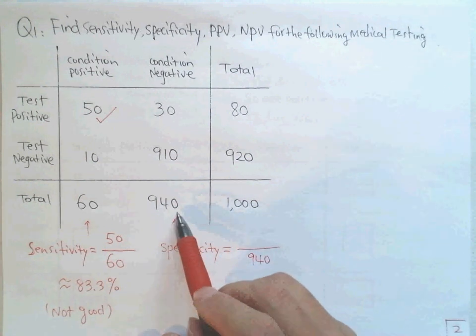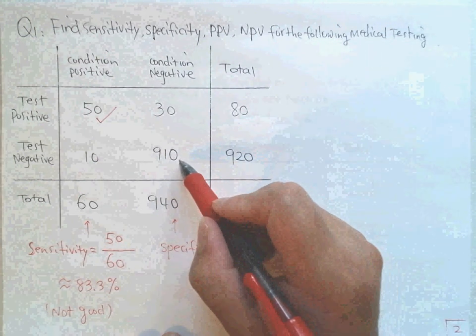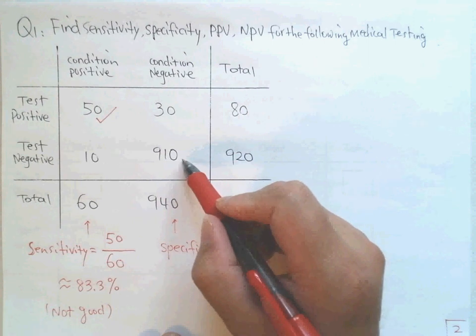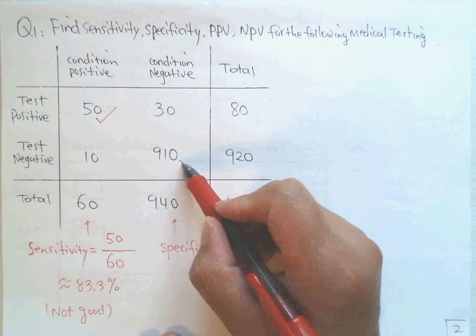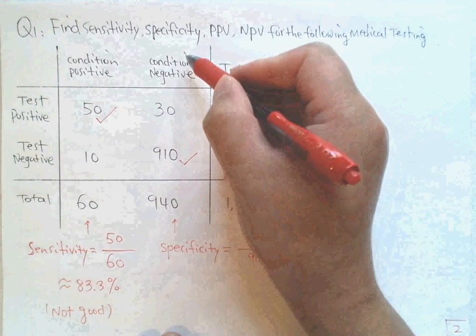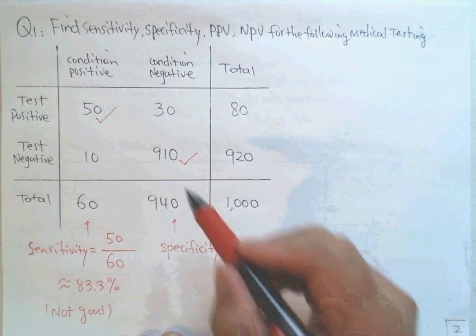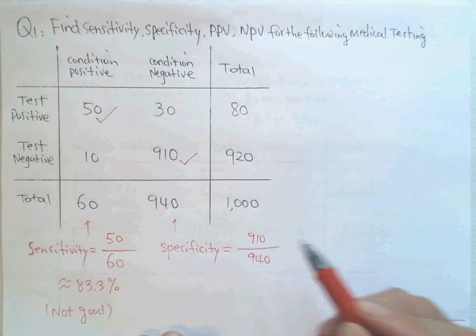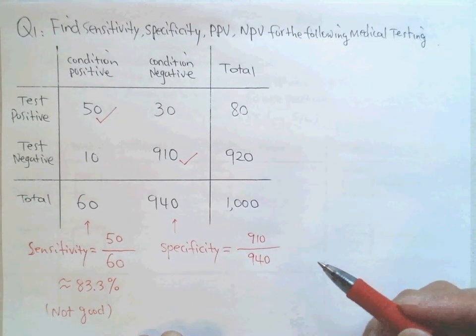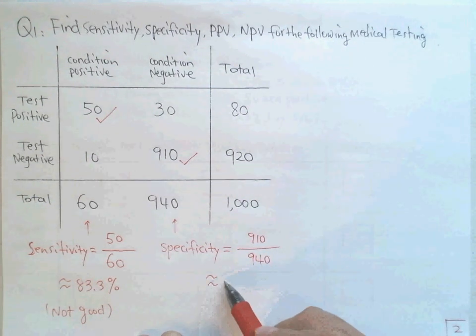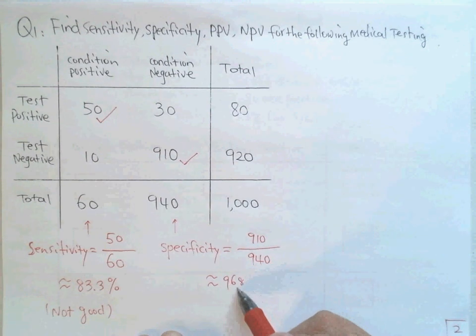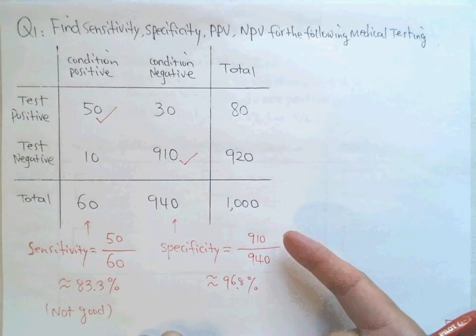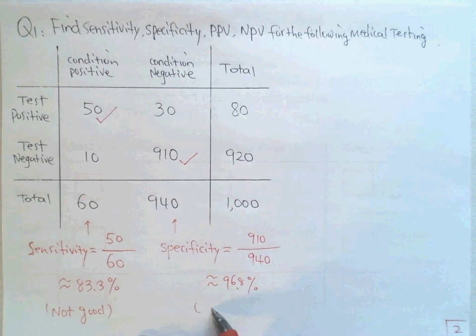940 is in total. Out of the total, how many are true? This time, this is true negative, right? This is true negative. The test result is negative, given the condition is also negative. This is true, this is wrong. So that's 910 out of 940. And then you do the calculation, you will get around 96.8%. That's very good. Okay, this is already good.